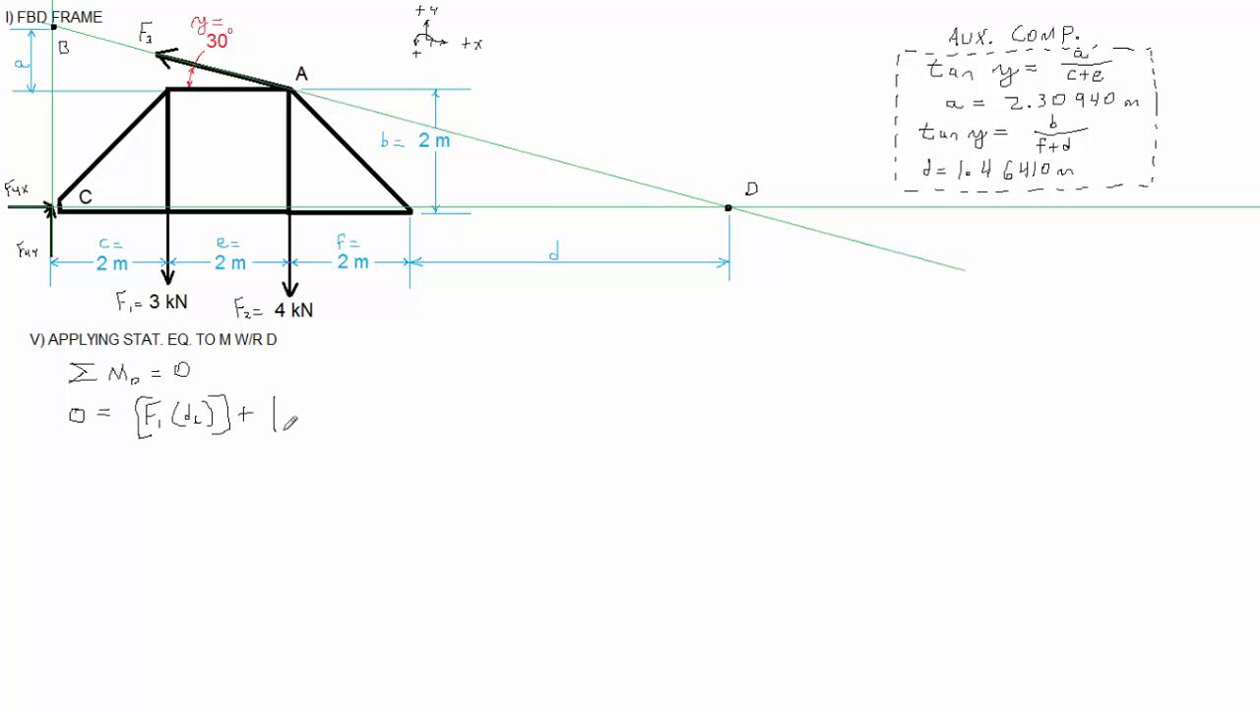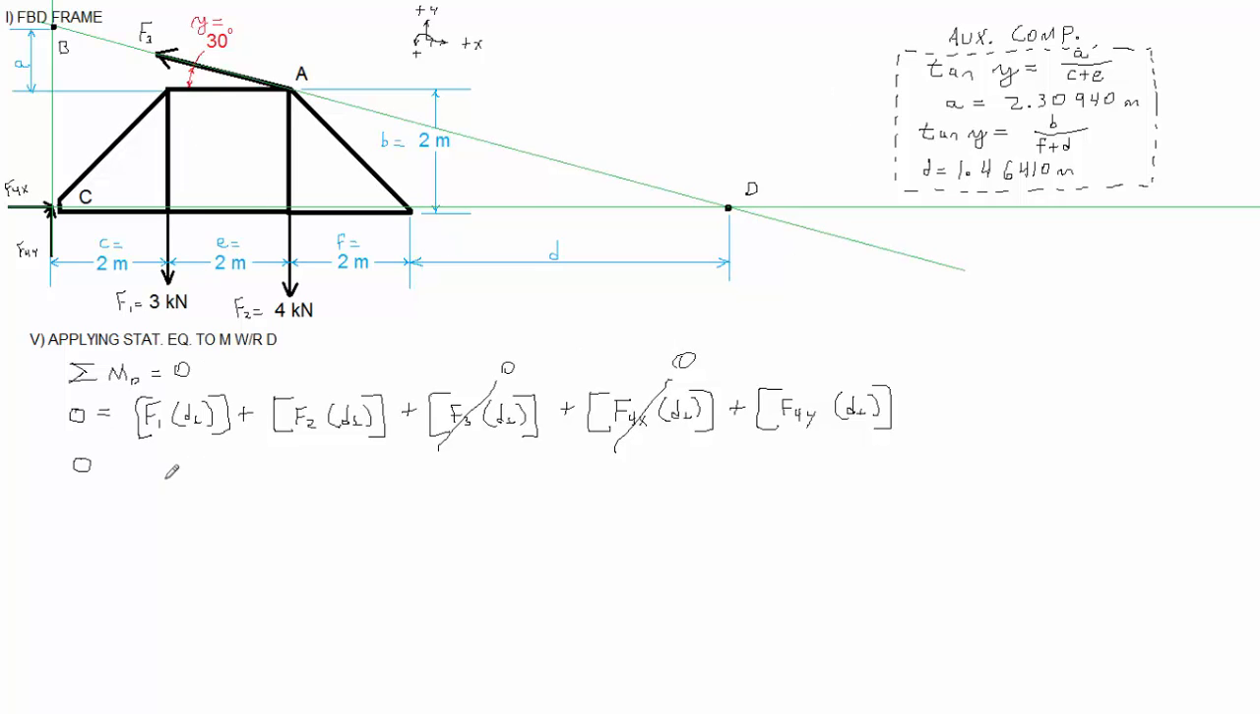So that's F1 times D perpendicular plus F2 times D perpendicular plus F3 times D perpendicular plus F4x times D perpendicular plus F4y times D perpendicular. Looking at these things, F4x goes through point D, so it's going to produce no moment. F3 also goes through point D, so it will produce no moment.